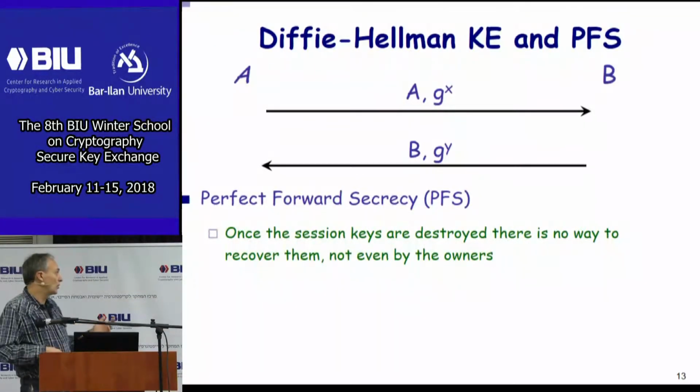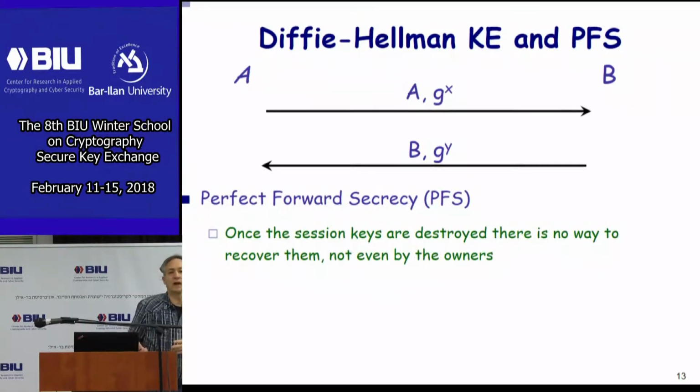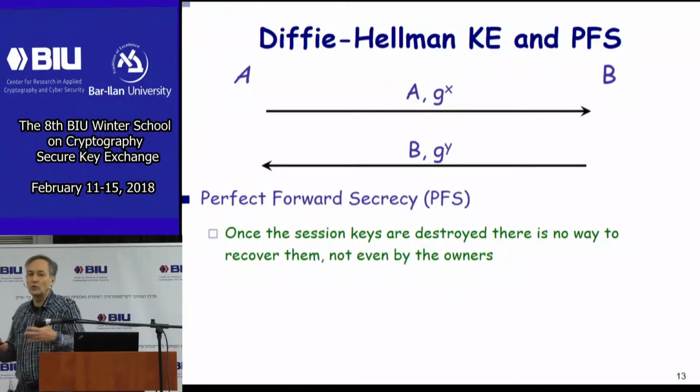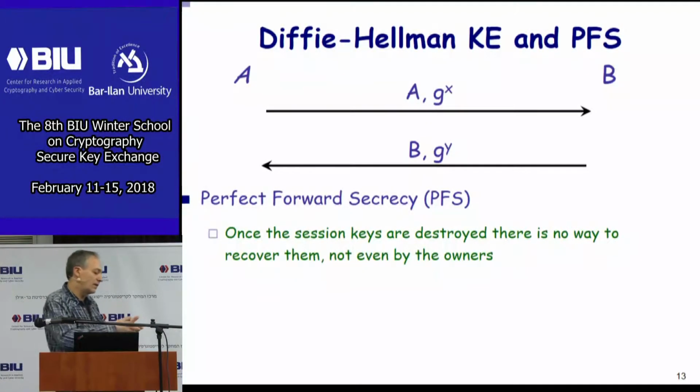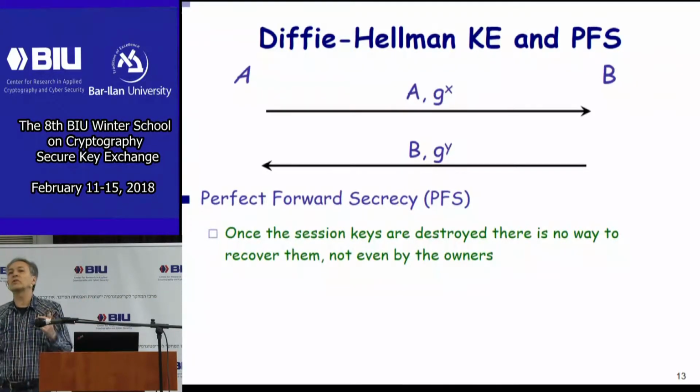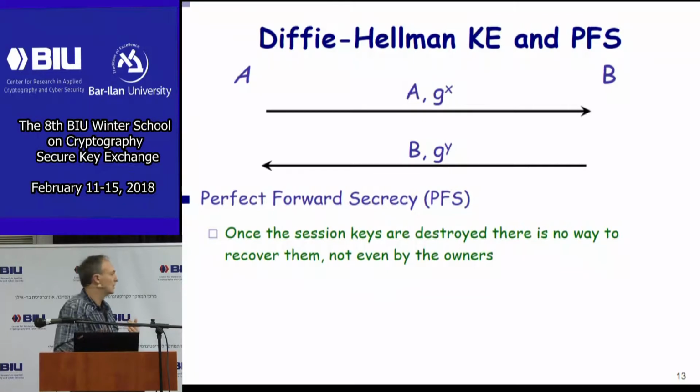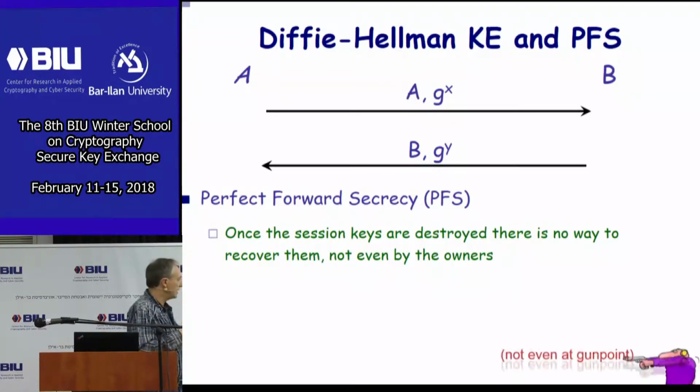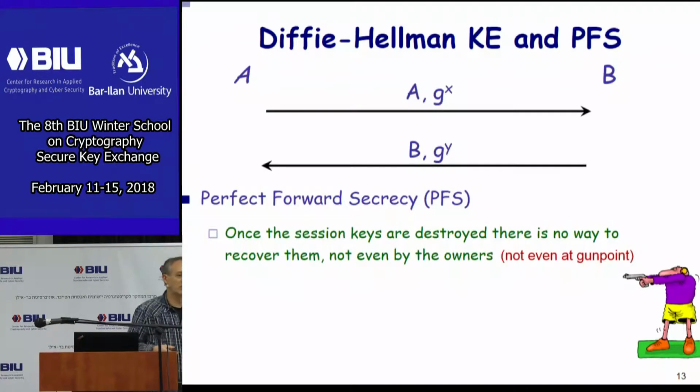Now the point is that we also delete x and we delete y, right? So now if someone comes after the fact and says, I want to reconstruct the key, give me your x and y, you can say, I don't have it. I erased it. So once the session key is erased, and once you erase x and y, that's it. Now that key cannot be reconstructed even by Alice and Bob. So this is the case not even at gunpoint.